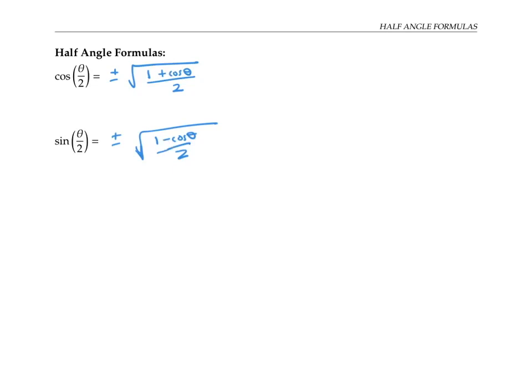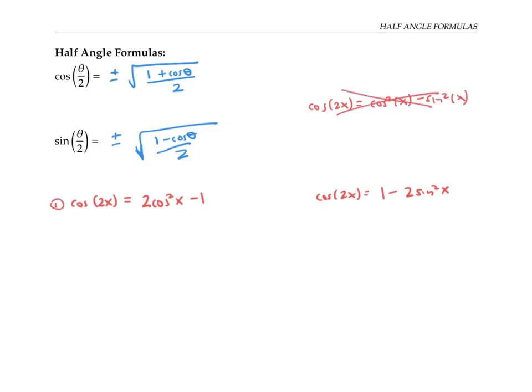To see why these formulas hold, let's recall the formulas for double angles. We know that cosine of 2x is equal to 2 cosine squared x minus 1, or we can write cosine of 2x as 1 minus 2 sine squared of x. Of course, we can also write cosine of 2x as cosine squared x minus sine squared x, but this one won't be relevant to our discussion now. So I'm going to start with this first formula, and I'm going to make the substitution theta equals 2x. That allows me to write cosine theta is 2 cosine squared theta over 2 minus 1.